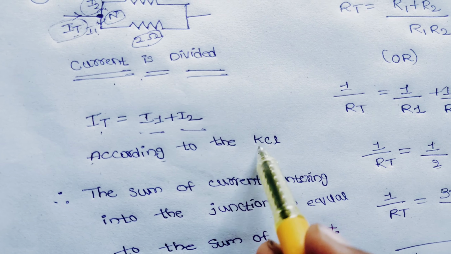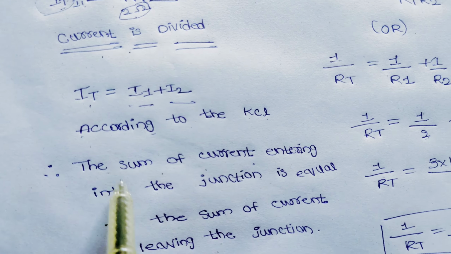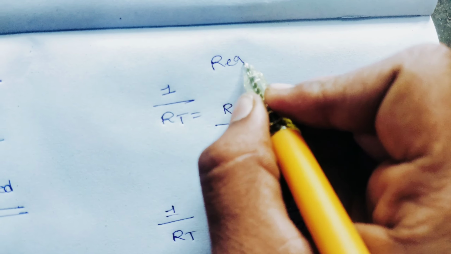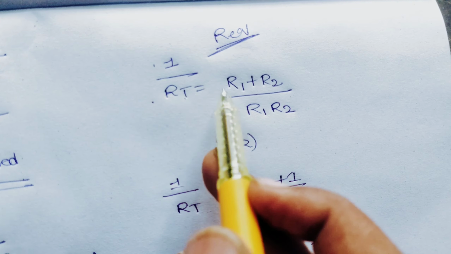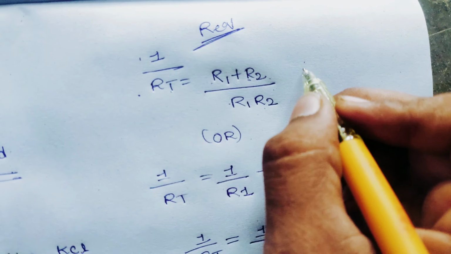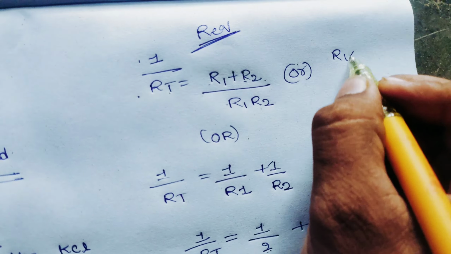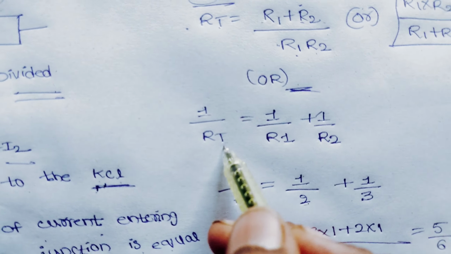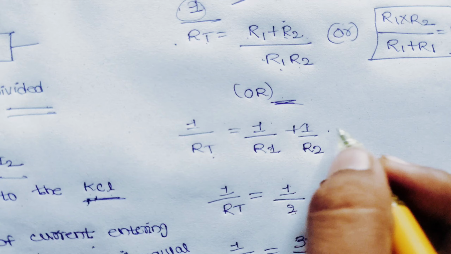According to KCL, the sum of the currents entering the junction is equal to the sum of the currents leaving the junction. R equivalent formula: 1 by RT is equal to (R1 plus R2) by (R1 into R2). Then we can modify it: R total is equal to R1 into R2 by R1 plus R2, or the other formula, 1 by RT is equal to 1 by R1 plus 1 by R2 plus so on.